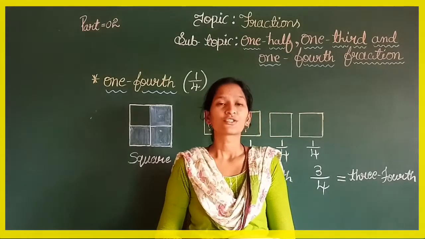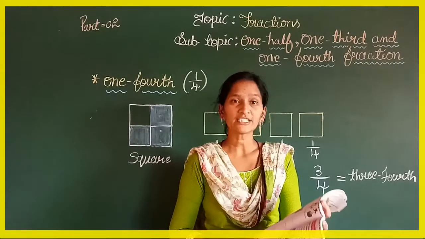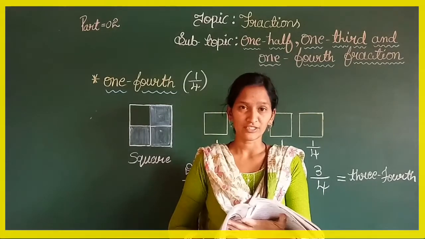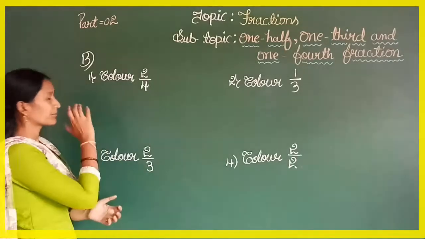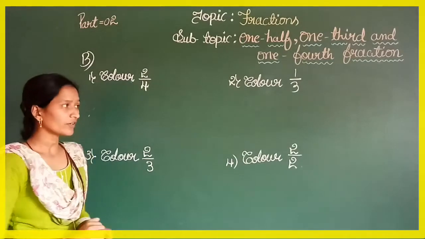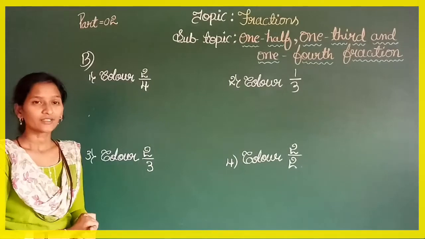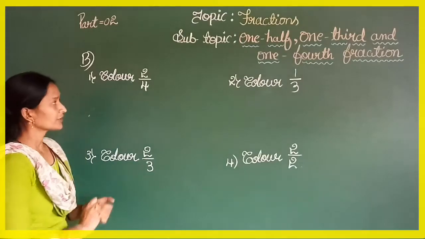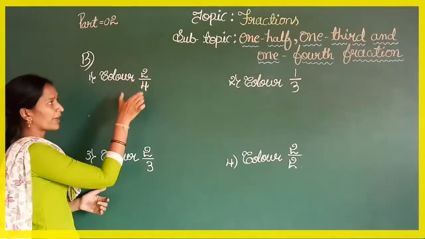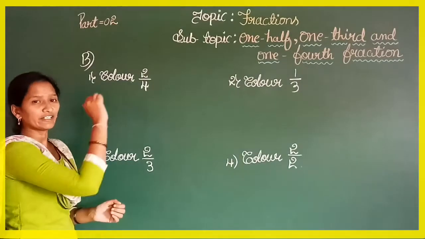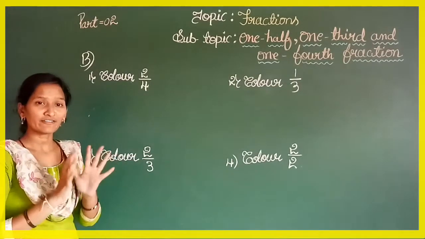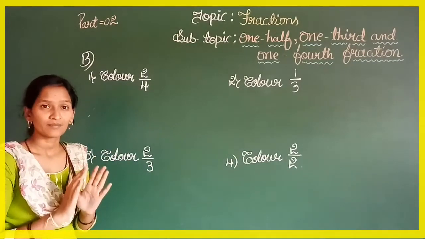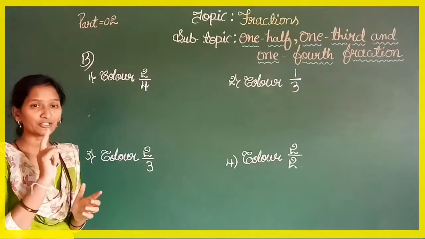Yes, my dear students, so now come to the B main. I am reading the headline. All of you listen here. Color the following as given. Children, so this is the B main. In that the total number of questions are 4, right? So you have to color the image as the headline says, right? So come to the first one. Color 2 by 4. So here they gave it in a fraction. So by using that fraction, you have to draw a picture and the parts must be equal. Keep it in your mind.